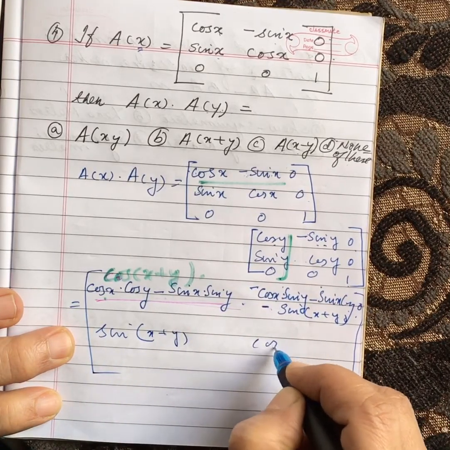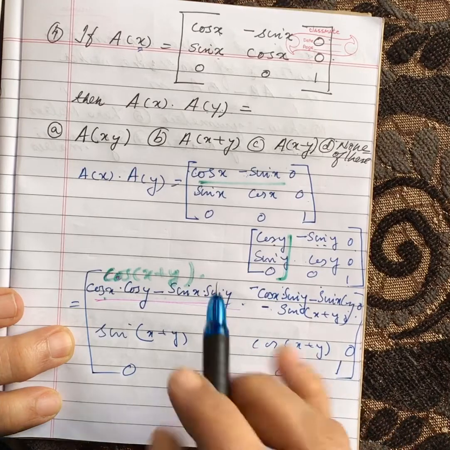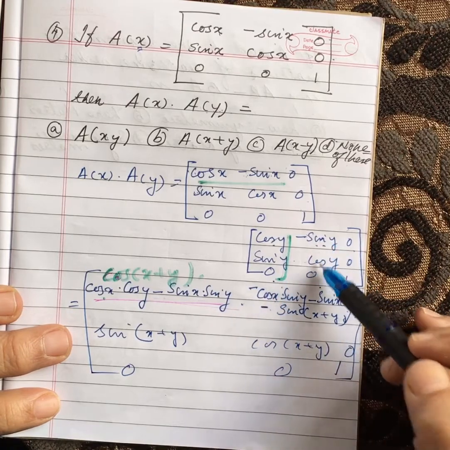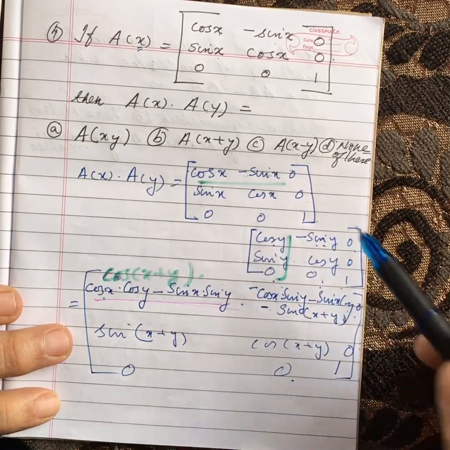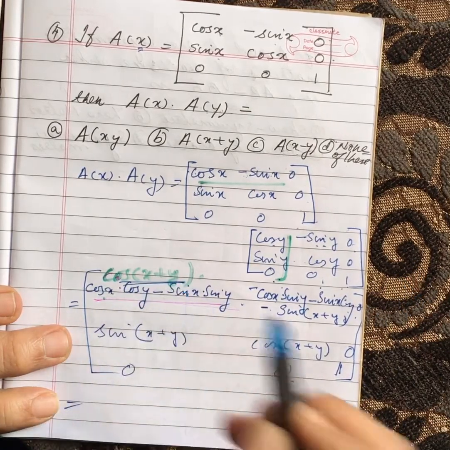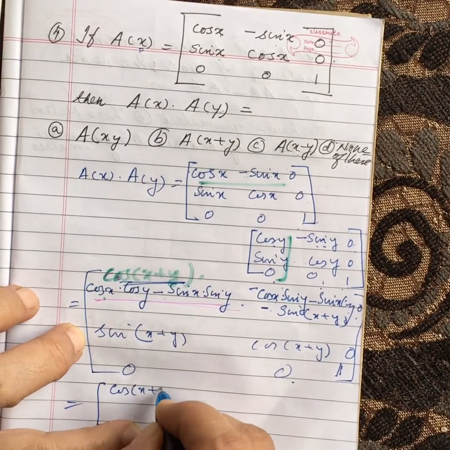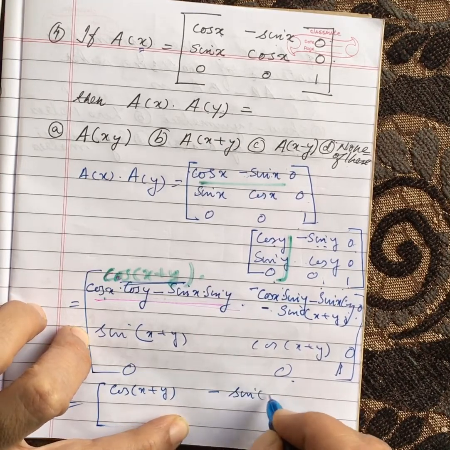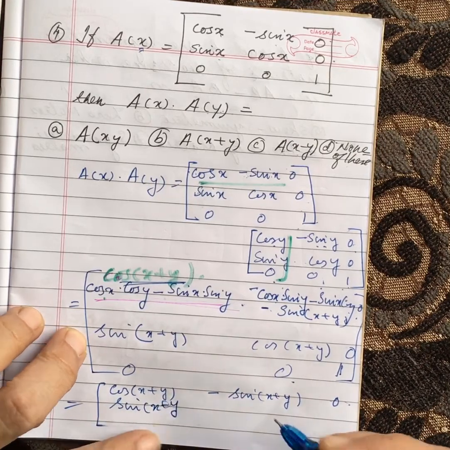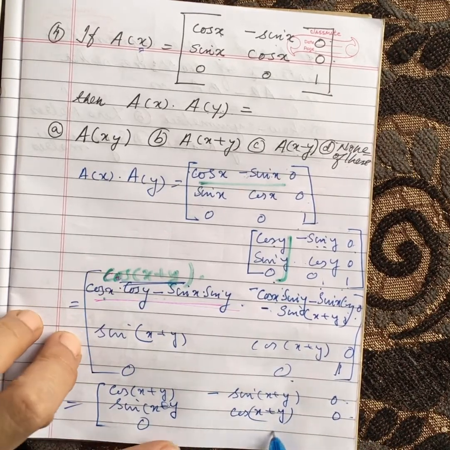Here it has cos(x+y), then you will get 0. Then 0, 0, 1. The third row with the first one becomes 0. Then the third row with the second one becomes 0. The third row with the last becomes only 1. So you can see that this is cos(x+y), this is minus sin(x+y). So finally what you are getting is cos(x+y), minus sin(x+y), 0. Then here sin(x+y), and here cos(x+y), 0, then 0, 0, 1.